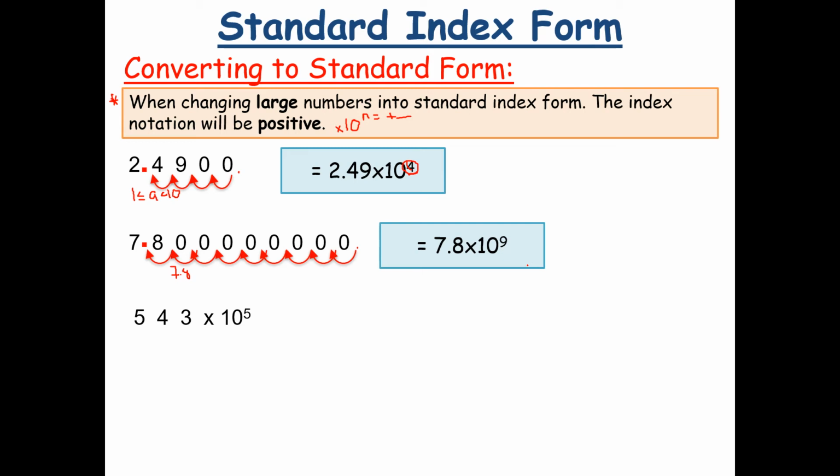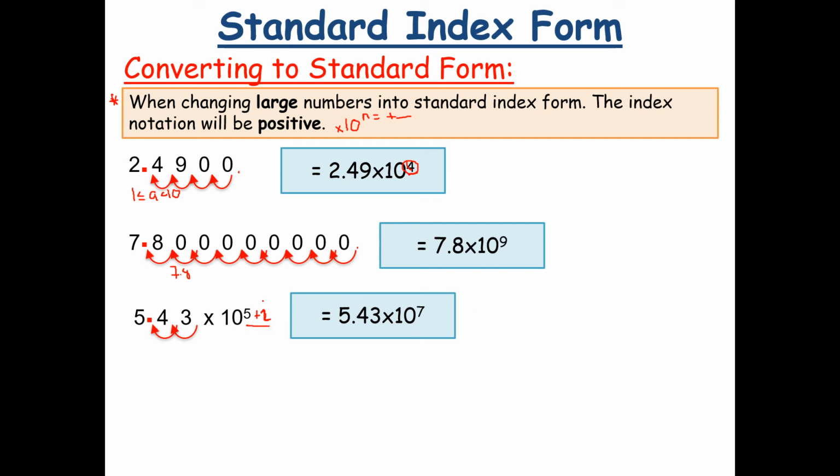Now, if you're given something like this that is not in standard form, but you have to convert it into standard form, where would your decimal go? It would go between the 5 and the 4. You're moving your decimal backwards 2 spaces. Because you're moving it back 2 spaces and it's a positive, you're having to add on 2 to your power. So you end up with 5.43 times 10 to the power of 7. It might seem a bit confusing because you're moving backwards, but you're adding on 2. But just remember, if you have a large number and you're putting it into standard form, it's always going to be positive.